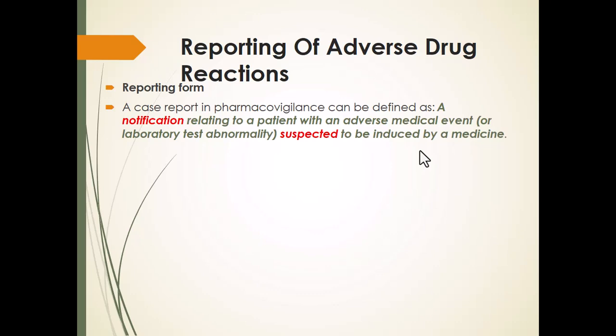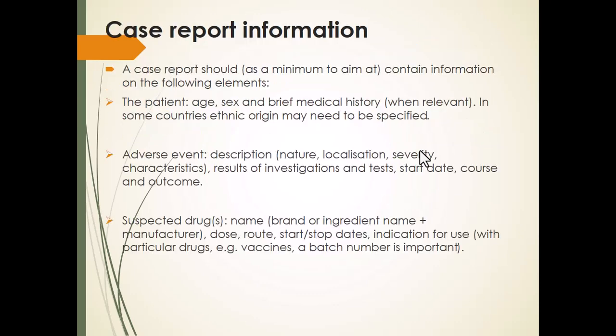Reporting of adverse drug reactions. How do you report them? After you have identified them, you know now that they need to be reported as early as we can. We need to identify them as early as we can. And we can for sure tell that these adverse drug reactions may not be pleasant and may be serious, or even life-threatening. A case report in pharmacovigilance can be defined as a notification relating to a patient with an adverse medical event or laboratory test abnormalities suspected to be induced by a medicine.